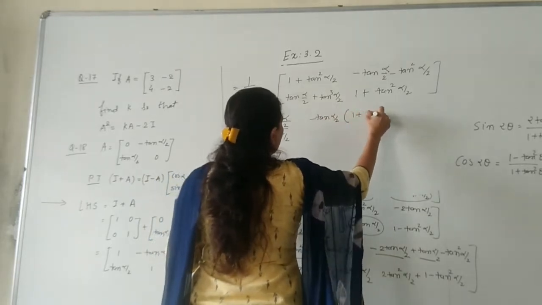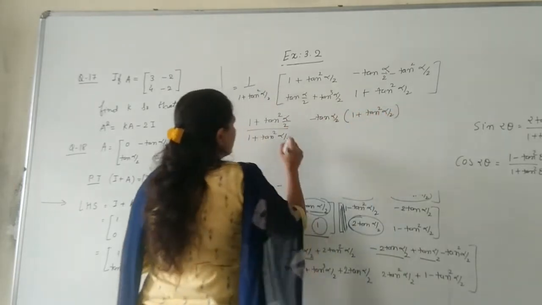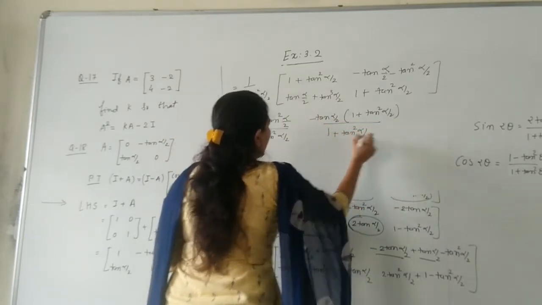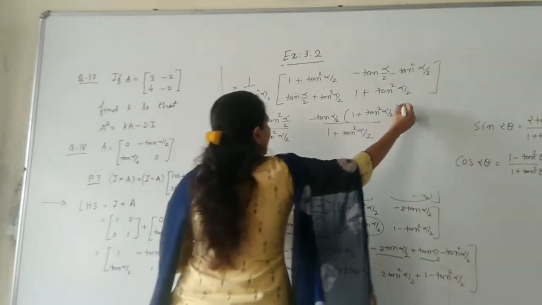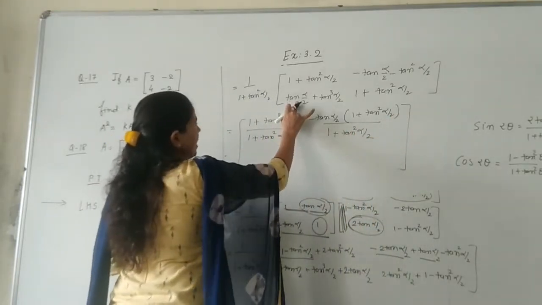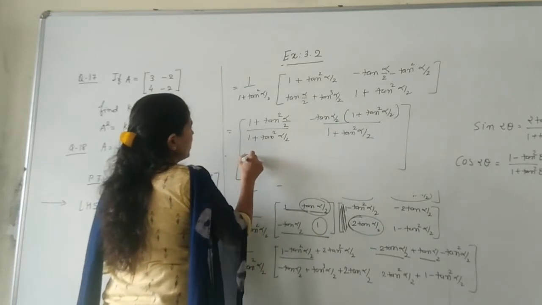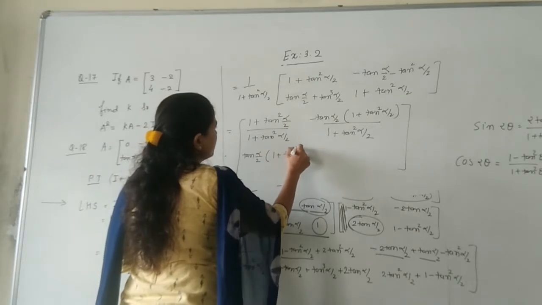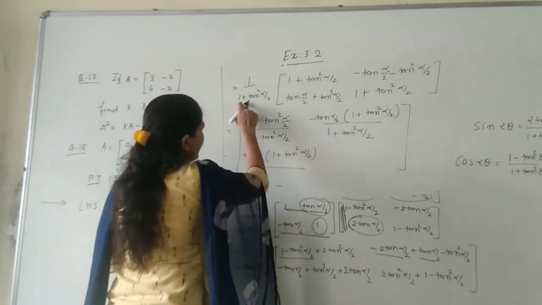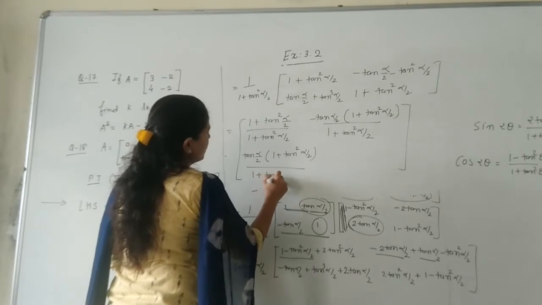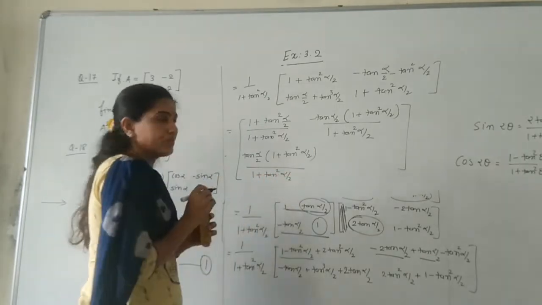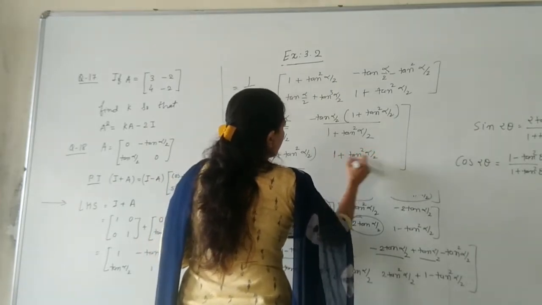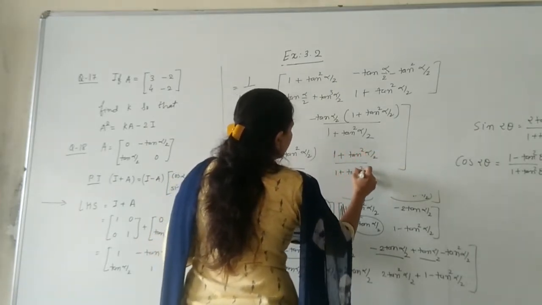So here 1 plus tan square alpha by 2 is remaining and this term is multiplying, so it will go in the denominator. Okay. Similarly now the third element. So what is the third element? Tan alpha by 2 plus tan cube. So here again we are taking common tan alpha by 2. In the bracket we get 1 plus tan square alpha by 2 and this is multiplying, so 1 plus tan square alpha by 2. And then the last element is 1 plus tan square alpha by 2 upon 1 plus tan square alpha by 2.